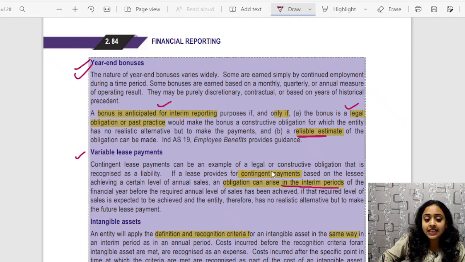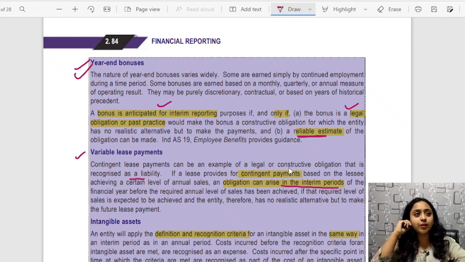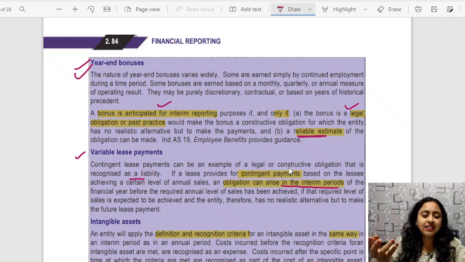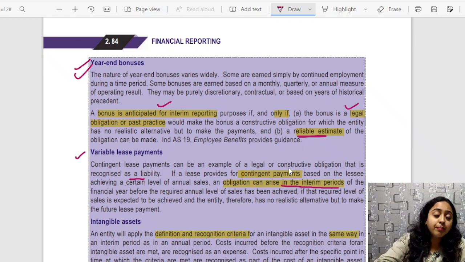Okay, an example of the legal and constructive obligation that is recognized as a liability. If a lease provides for contingent payments, that means what? For example, on certain happening or non-happening of particular event. For example, if this damage is done, or if this building has been recreated, anything good or bad happens, then such particular payment will be paid.